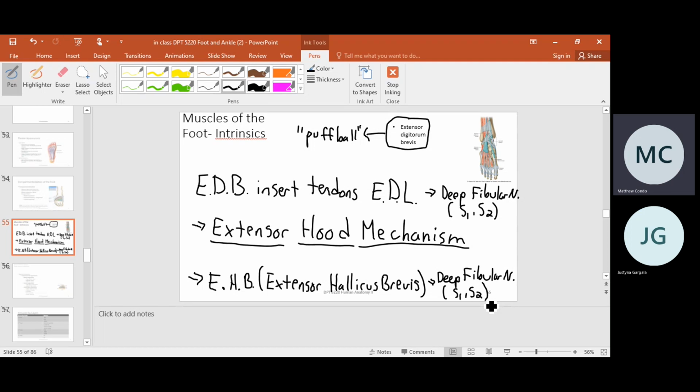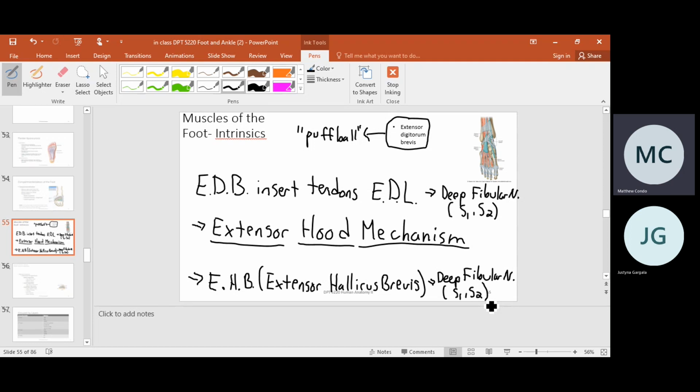This is a big reason why we need to be very thorough with our evaluations, okay? Let's think about it. Okay, where do S1 and S2 originate? Sacral levels 1 and 2, my spinal cord, right? So is it entirely possible that my patient is going to have difficulty extending their great toe if they have an S1 or S2 nerve root impingement, rupture, whatever? Heck yeah, it is.